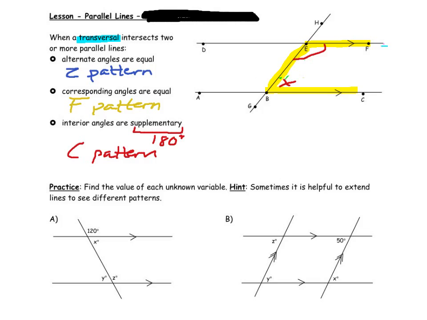So we can look at the backwards C as well. Parallel, parallel, transversal. On the inside of the parallel lines we have an acute angle here and an obtuse angle there, and they would have to add to give you 180 degrees. And those are the three rules for parallel lines. Either a Z pattern making alternate angles equal, an F pattern making corresponding angles equal, or the C pattern where the inside angles add to give you 180 degrees.